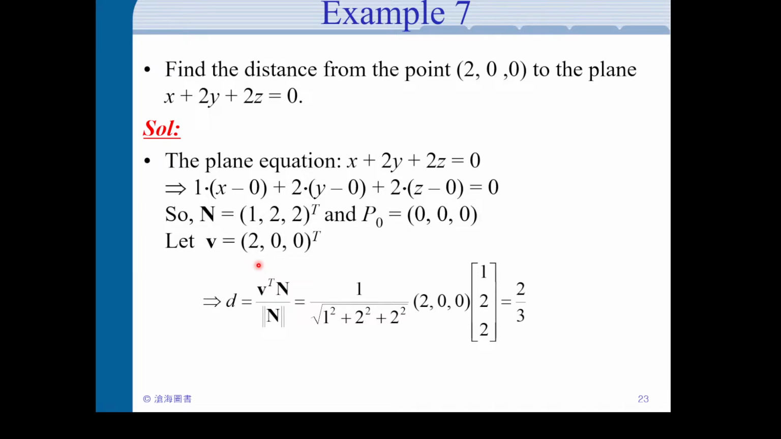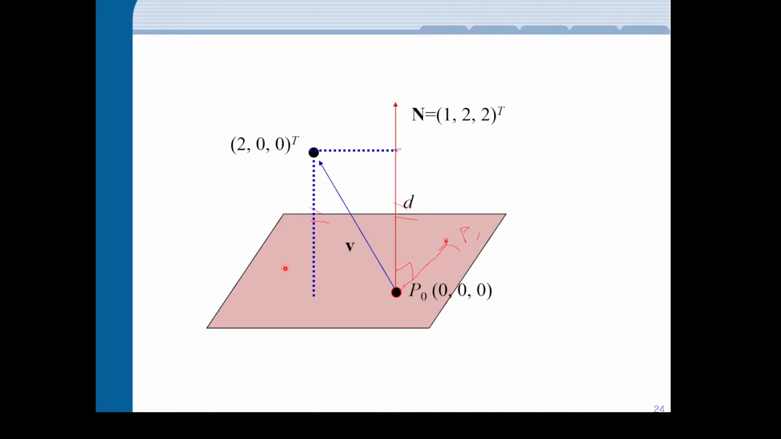So we can try to find the distance of a point to a plane, and here we have an easier example when the plane passes through the origin. The plane is x plus 2y plus 2z equal to 0, and you can see that because d equals 0, it is a plane that goes through the origin, with normal vector n being 1, 2, 2.